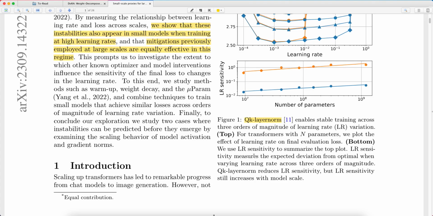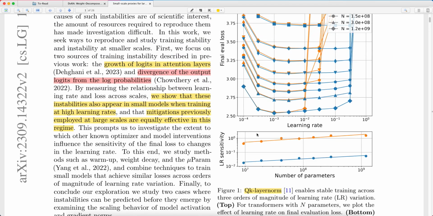Bottom plot, we use LR sensitivity to summarize the top plot. LR sensitivity measures the expected deviation from optimal when varying learning rate across 3 orders of magnitude. So LR sensitivity, expected deviation from optimal, don't know what that means. qk-layernorm reduces LR sensitivity, but LR sensitivity still increases with model scale. So this slope is positive, so it still increases with model scale.